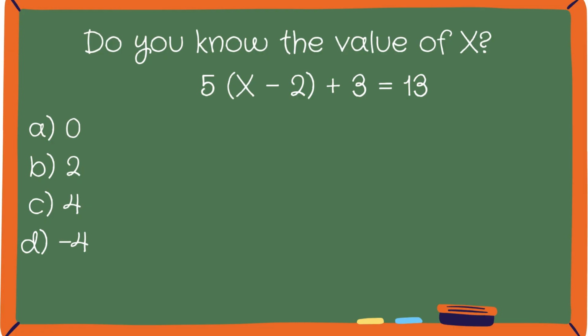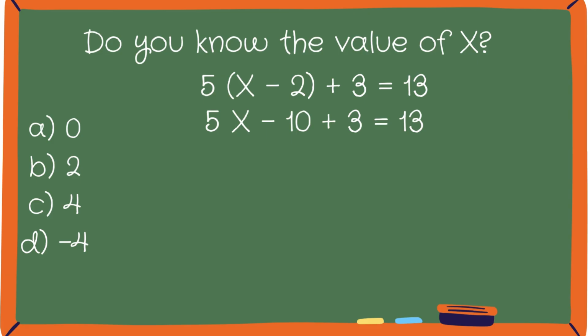Let's do it together. Okay, 5, which multiplies a parenthesis. We have a property of multiplication, the distributive property, which states that the 5 outside will multiply each element inside the parenthesis, so that the parenthesis disappears. So what do we have? 5 multiplied by x will be 5x. 5 multiplied by minus 2 will be minus 10, plus 3, and all of this equals 13.